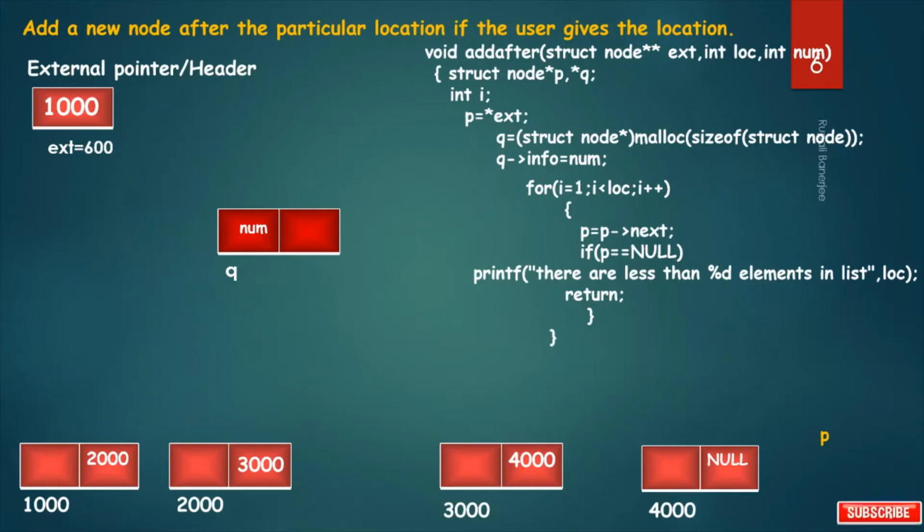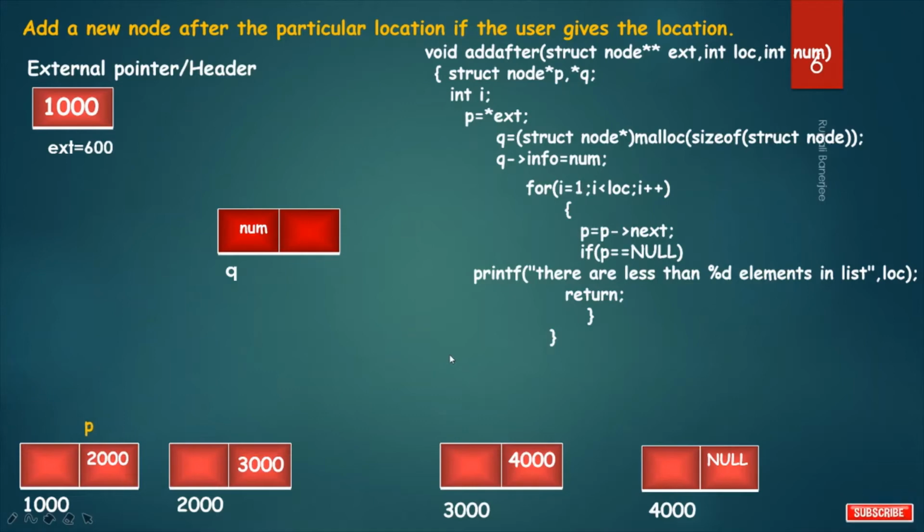What is that case? Now, if I want to add our newly created node after second node, okay, so what is the value of loc? It is 2. So this loop will execute how many times? Less than loc means 1. So this loop will execute only one time. Okay, so p equals to p arrow next. First time when i is 1, p equals to p arrow next.